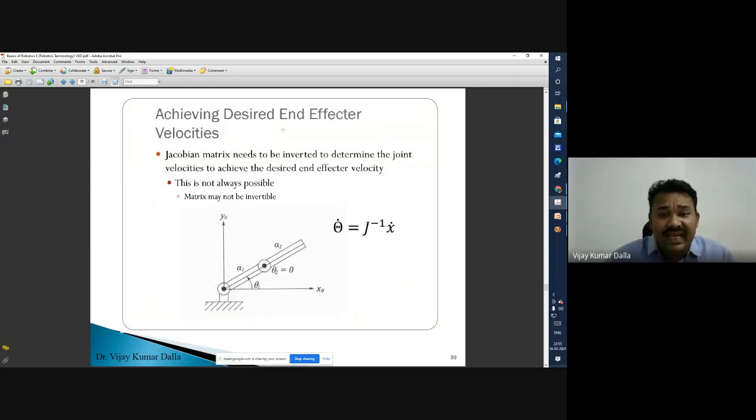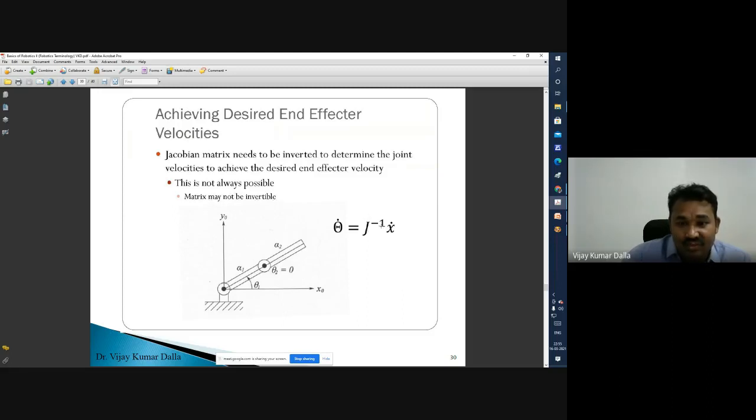Now, achieving desired end effector velocities. Is it always possible to achieve the desired end effector velocities? The Jacobian matrix needs to be inverted to determine the joint velocities to achieve the desired end effector velocities. This is not always possible. The matrix may not be invertible.